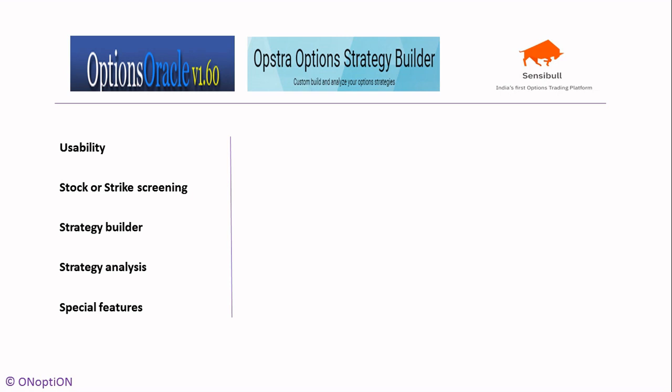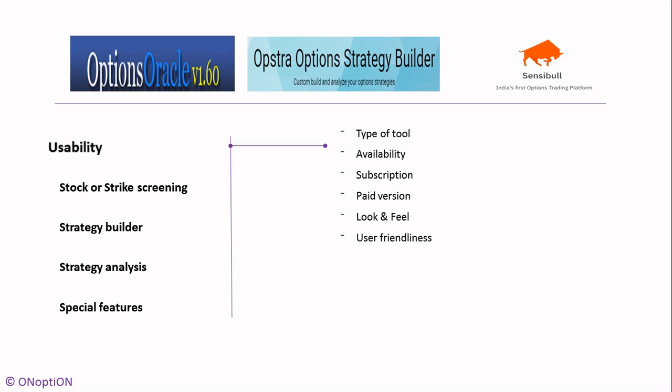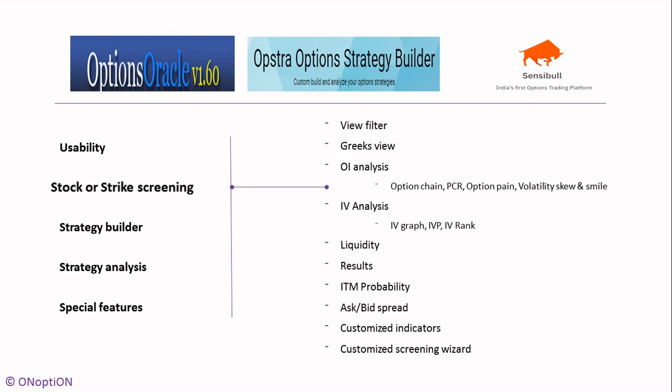My review is grouped into 5 different categories. First one is about usability. I will try to compare subscription models, look and feel and user friendliness of all these three tools. Second one, we look at the screening features available in these three tools: option chain, OI analysis, IV analysis, liquidity results, and so on. So this is all about how you screen your strike and stock for your option trading.